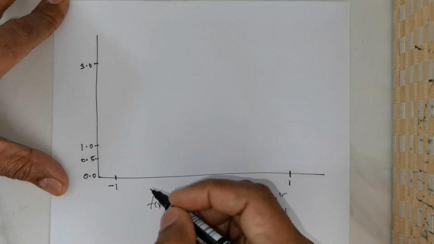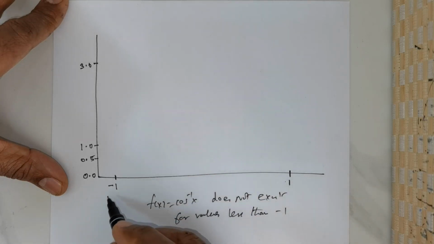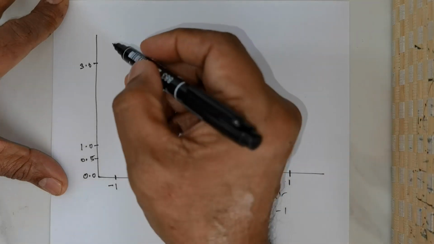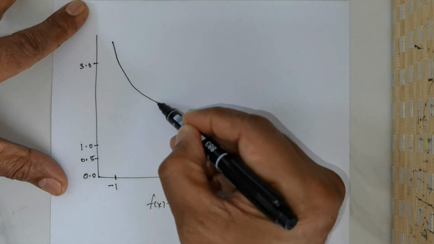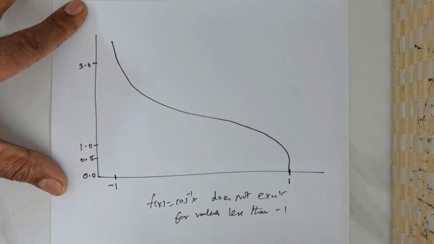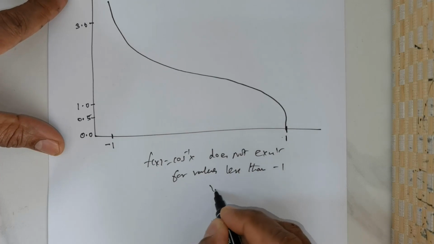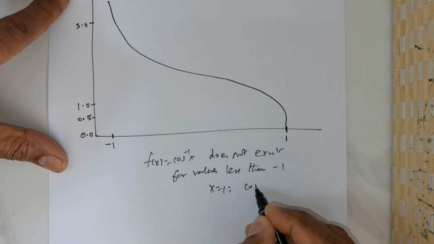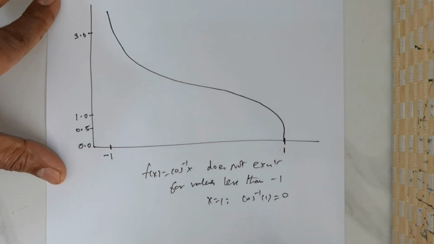As I mentioned to you, cos inverse of -1 is going to be pi. So the value would be somewhere over here, and it will move down like this to 1, because at x equal to 1, cos inverse of 1 produces 0. So this is the rough graph.